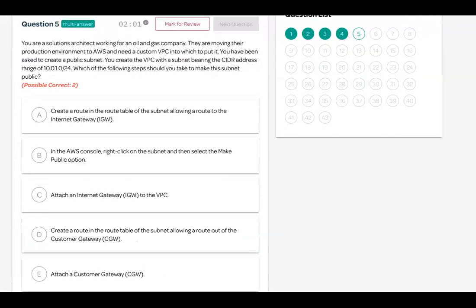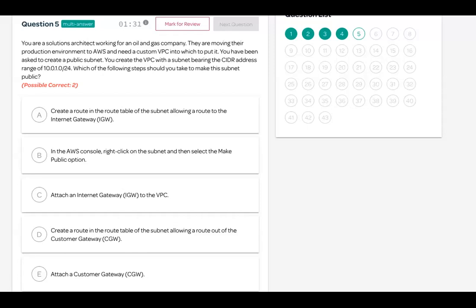You are a solution architect working at an oil and gas company. They are moving their production environment to AWS and need a custom VPC in which to put it. You have been asked to create a public subnet. You created a VPC and a subnet with the CIDR address range 10.0.1.0/24. Which of the following steps should you take to make this subnet public?